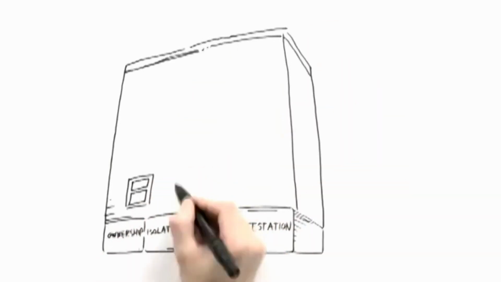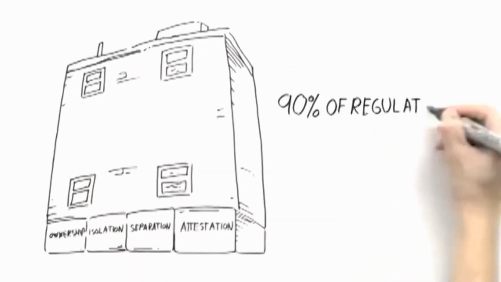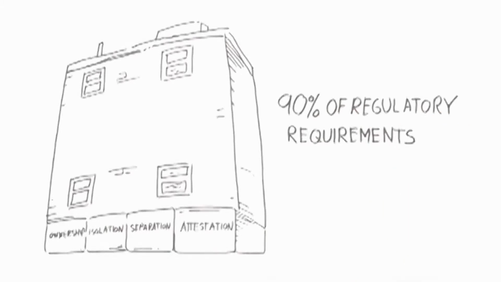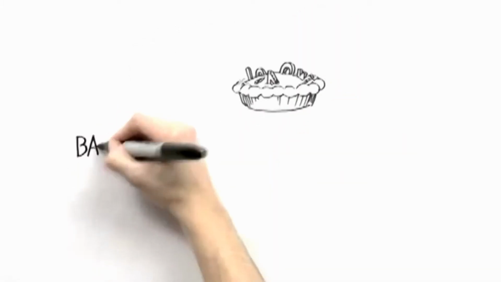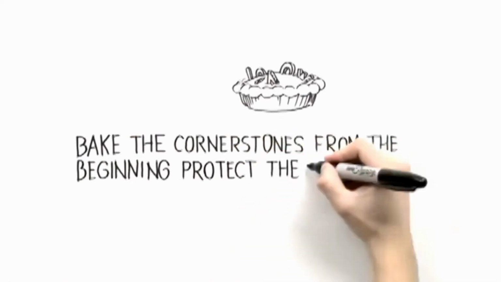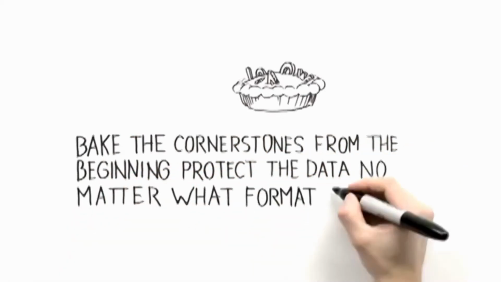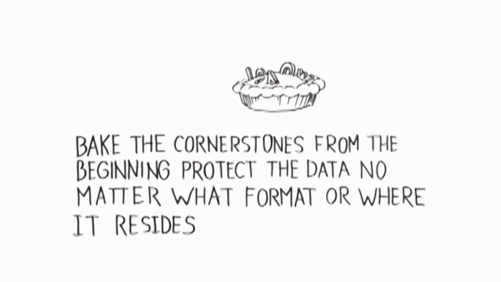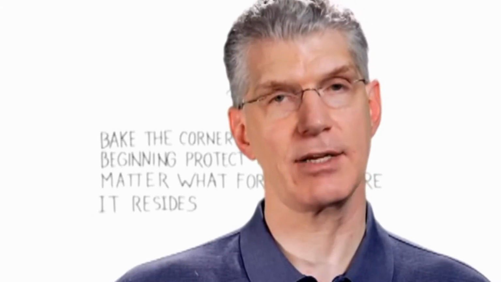Before anybody gets too overwhelmed, let's take a step back. These 4 cornerstones of data protection serve as the basis for about 90% of regulatory requirements out there. What if we approached our data systems from a perspective of security and data protection? What if we baked those cornerstones into the way the system was built from the beginning? What if we designed the system to protect the data no matter what format it was in or where it lived? We'd obviously eliminate a lot of these challenges, and along the way, we'd save a lot of time and resources in the audit cycle.